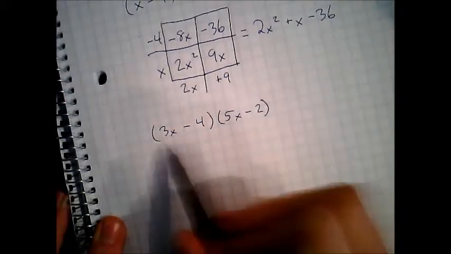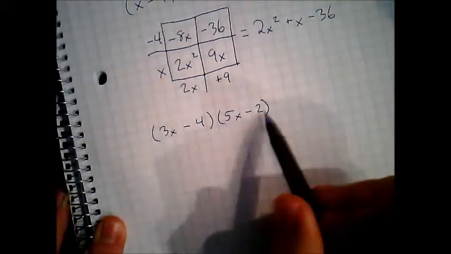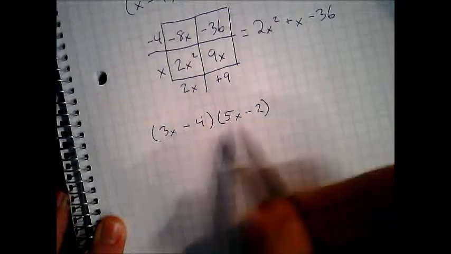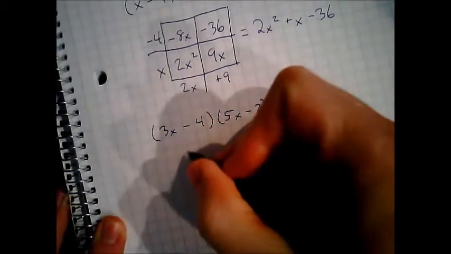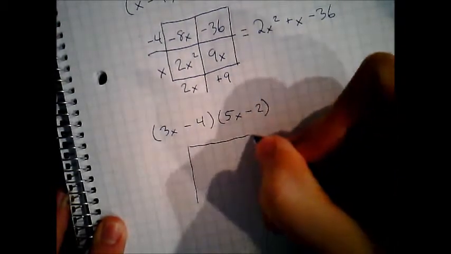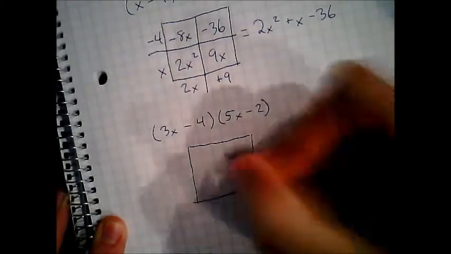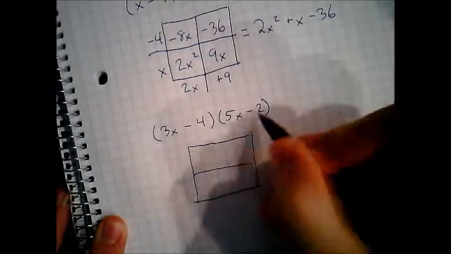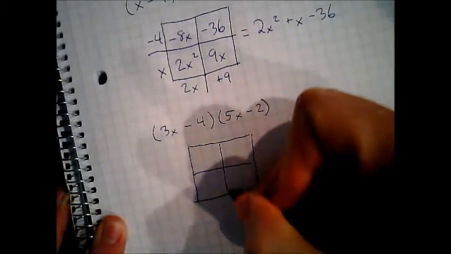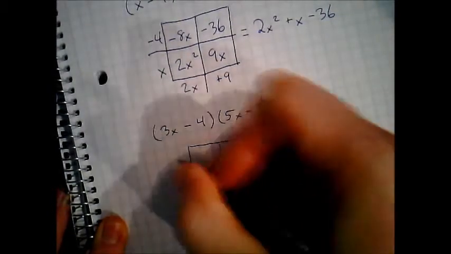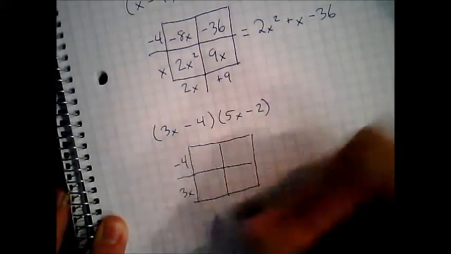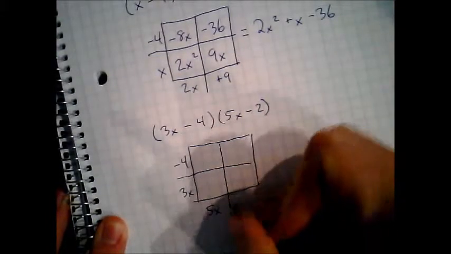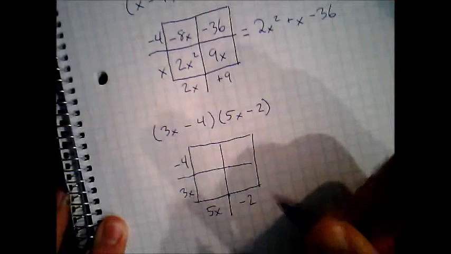All right, so we're multiplying again. We want to distribute the 3x through our second group and our negative 4 through our second group. So we're going to make our generic rectangle to organize that. So 2 terms in our first group means we have 2 rows. 2 terms in our second group, so we're going to have 2 columns. We have 3x and a negative 4 going up. We have 5x and a negative 2 going across.